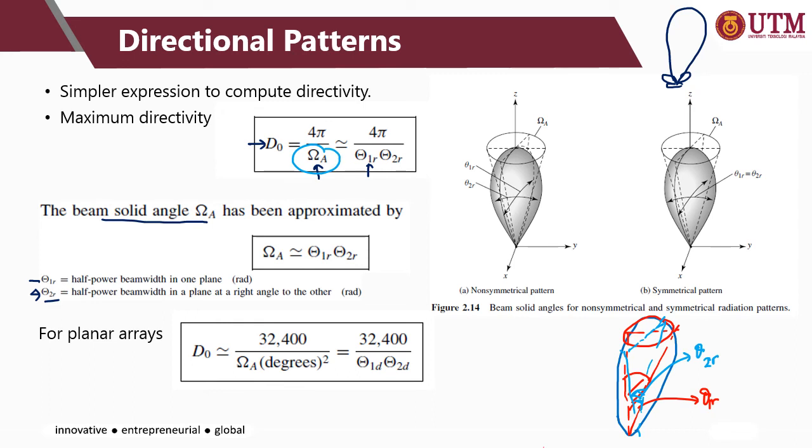So the directivity can be calculated by the ratio of 4 pi divided by the beam angle. And for planar arrays, when you have more than one element in your antenna design, you can approximate the directivity by dividing 32,400 by the approximated beam angle.